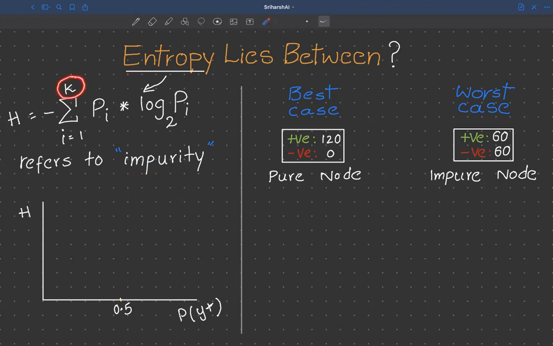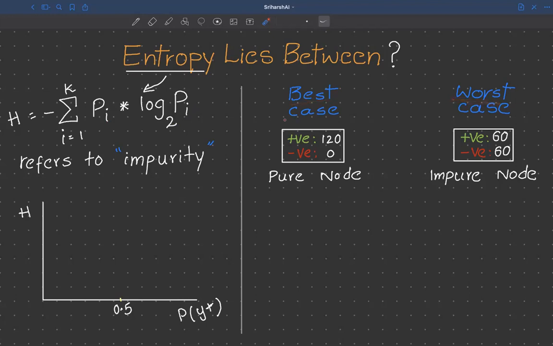the number of classes in the classification setting. It includes probability of i multiplied with log of probability of i base 2. In order to understand it more and define the range of values, let's see two cases. I'm considering one as the best case and the other as the worst case.